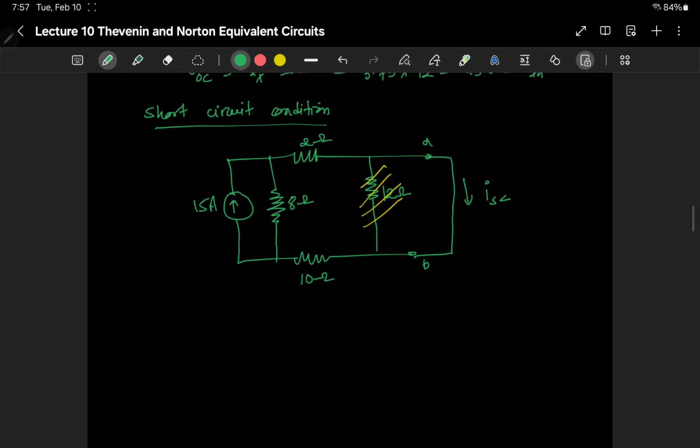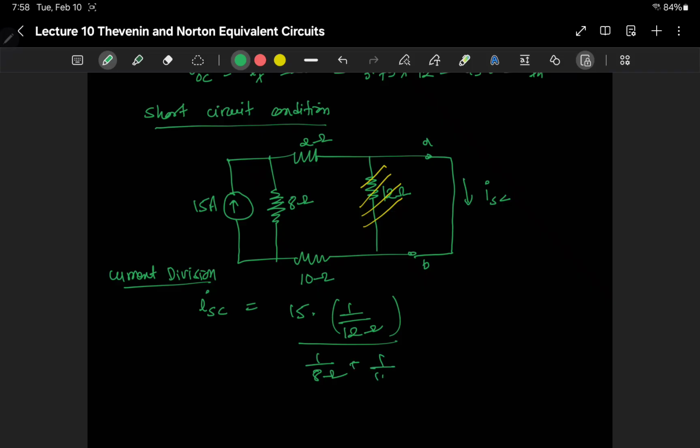So now this is gone. We can use the current divider rule again, right? So current division rule again, ISC will be 15 times, now we have only 2 resistors in series here, 2 and 10, that will be 1 by 12 ohm divided by 1 by 8 ohm plus 1 by 12 ohm. This is 15 ampere. Okay, and if we do that, we are going to get 6 ampere.